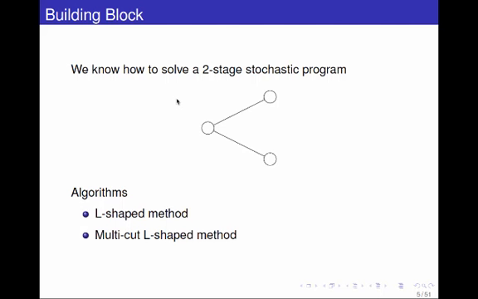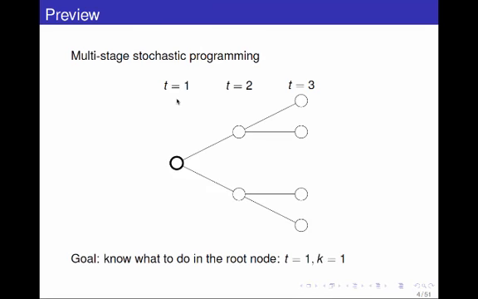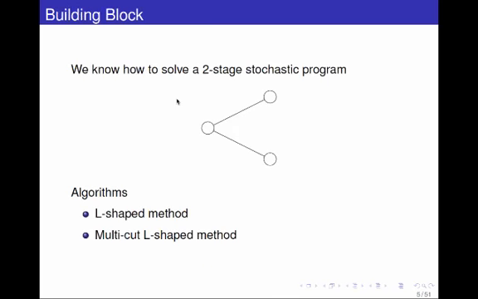We know how to solve parts of this tree, from period end of horizon minus 1 to end of horizon. We know how to tackle that using two-stage stochastic programming. You can use L-shaped methods, multi-cut L-shaped methods. They're both valid approaches. They attempt to do the same thing, to build an approximation of the value function.